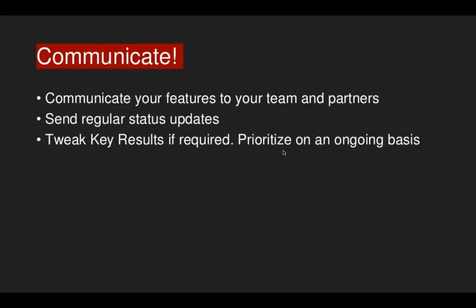Critical thing, communication. Communicate. You have to get alignment with your team. Communicate your features to your team and partners, or what we call cross-functional stakeholders, by sending them regular updates. Ideally, every 2 weeks, you should give a report.